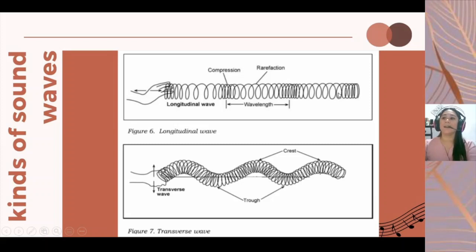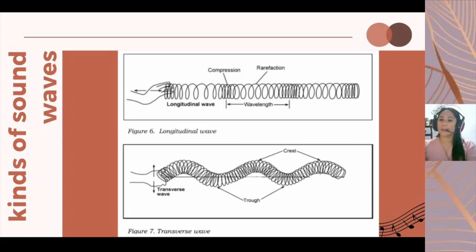Okay? Yung mga compression, rarefactions naman. So, yung rarefactions, yun yung mga portion ng slinky kung saan ito ay magkakalayo. So, we have 1, 2, and then 3. So, meron tayong 3 rarefactions. Malinaw po ba? Okay? So, again, the two parts of the longitudinal waves are compressions and rarefactions.